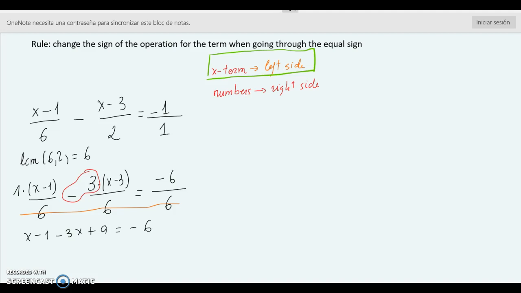When I have this, I write all the x terms on the left side, and the numbers on the right side, minus 6. This plus 9 will be minus 9, and minus 1 will be plus 1. I finally get minus 2x equals minus 14.